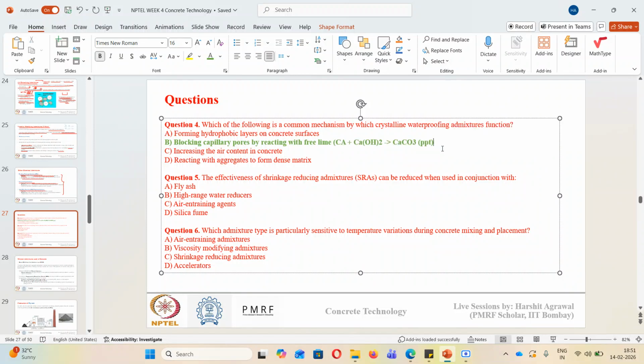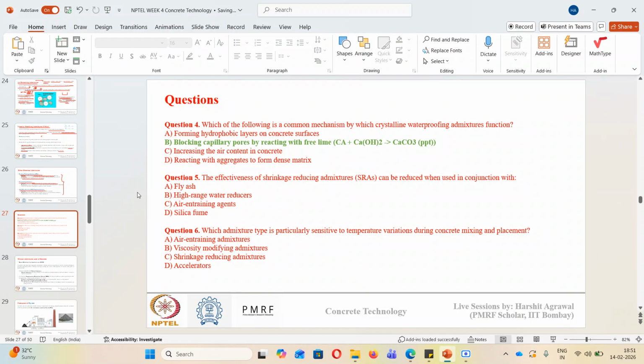These admixtures are gaining much attention in the market. You will see a lot of crystalline admixture products coming up, because when we block concrete pores, it helps us tackle a lot of durability issues also, because water is a very common carrier for durability issues in concrete.